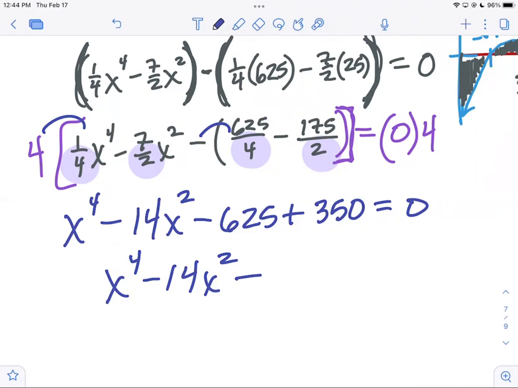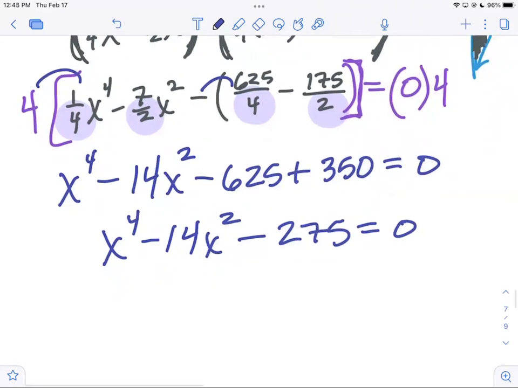Yeah. What's negative 625? You owe me $6.25 and you pay me back $3.50. Yo, you still owe me how much? $2.75. Okay. And I'm going to get it from you. Don't think that I'm going to forget.